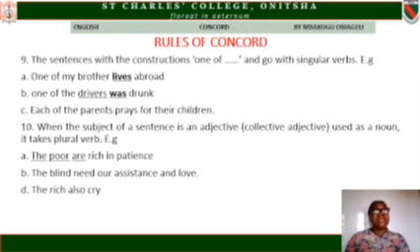Rule 9 states that sentences with the construction one of go with singular verbs. You see, in English language, anytime you say one of, what does it mean? The noun that should come after it must be in plural. You don't say one of my brother. Rather, you say one of my brothers, meaning your brothers are more than one. Okay? One of our teachers.